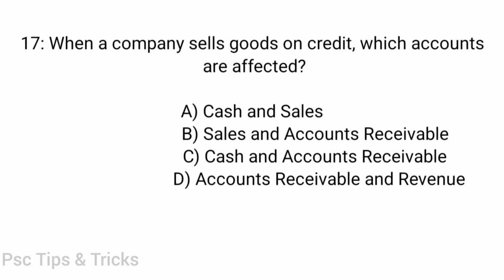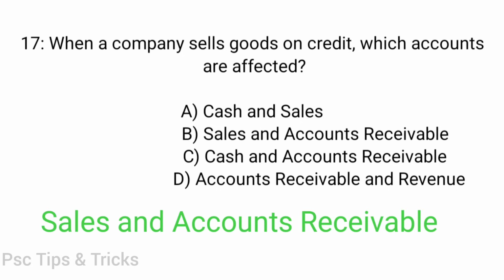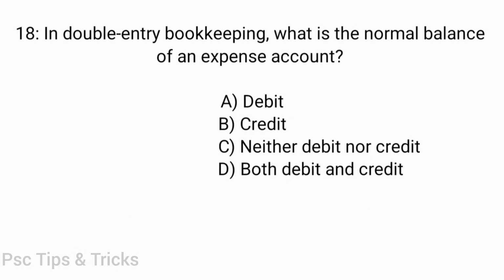When a company sells goods on credit, which accounts are affected? Options: cash and sales, sales and accounts receivable, cash and accounts receivable, and revenue. Sales and accounts receivable. In double entry bookkeeping, what is the normal balance of an expense account? Options: debit, credit, neither debit nor credit, both debit and credit. Debit.